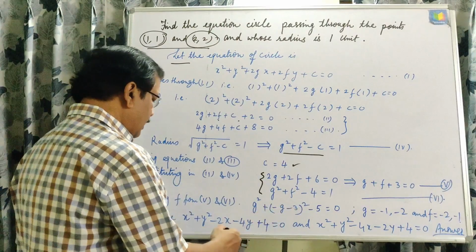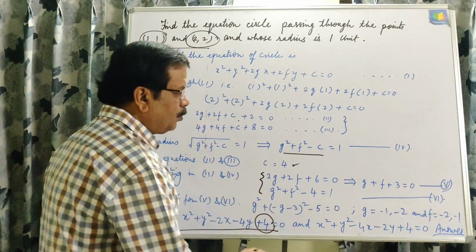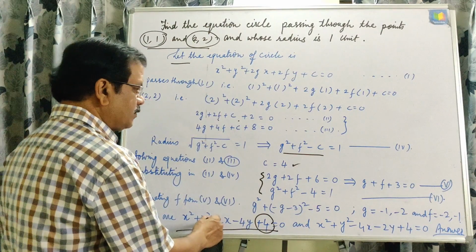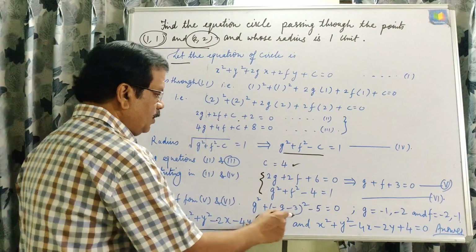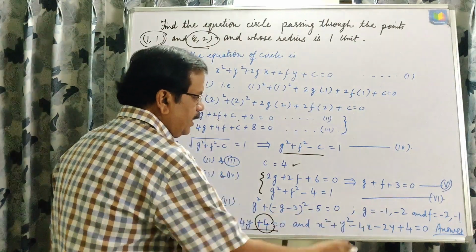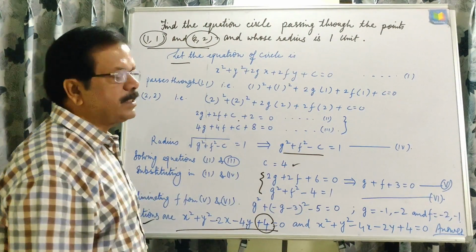This way we are getting 2 equations of circle, because c is same for both the equations. g is minus 1 and then for this f is minus 2. If g is minus 2, then f is minus 1. We are getting 2 equations of circle.